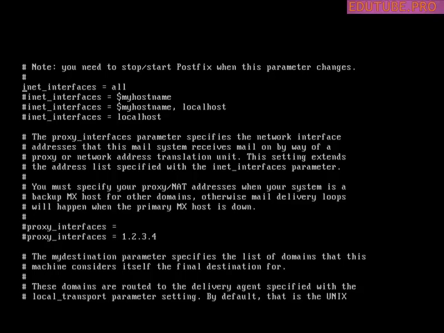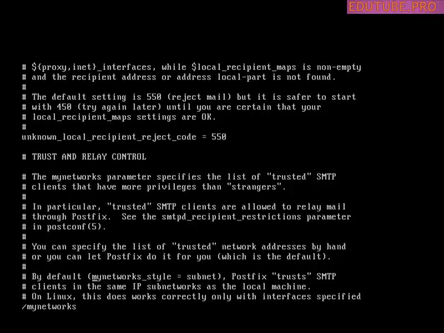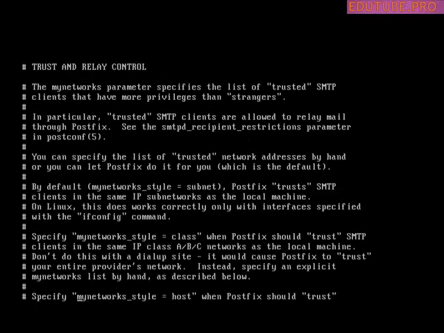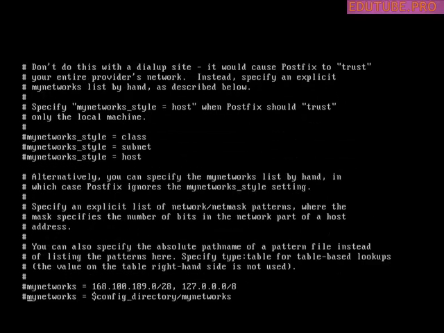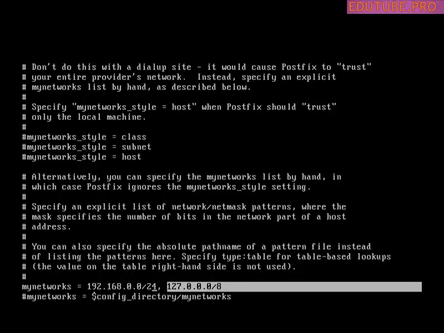The final directive is mynetworks, which sets up trusted networks for Postfix. This sample directive would set up this IP network address as a trusted network, but I have a different IP trusted network, so I substitute accordingly. Of course, I want to keep the local host system as a trusted address, so I keep this address shown here.